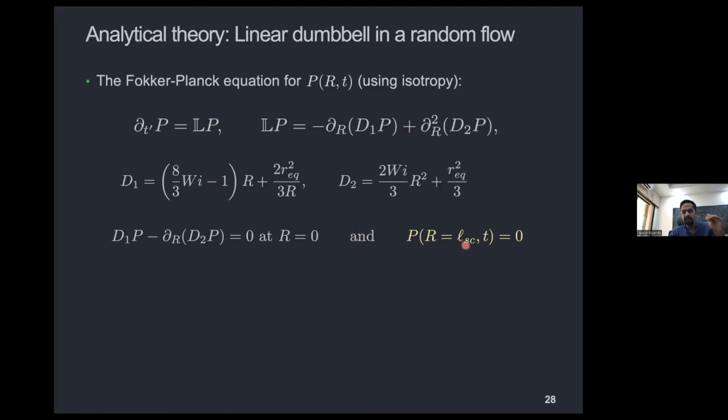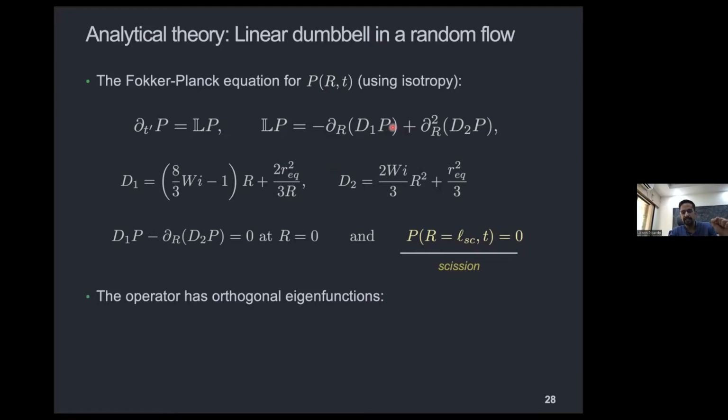We do that via a boundary condition. At 0 extension, we just have a reflecting boundary condition. But when the extension reaches the scission length, we set the probability to 0, because any polymer that reaches there essentially breaks up and is no longer polymer, because we are just considering a dumbbell here, right? So there are no daughters, they just give you beads. So the probability is 0, that's the boundary condition that models scission.